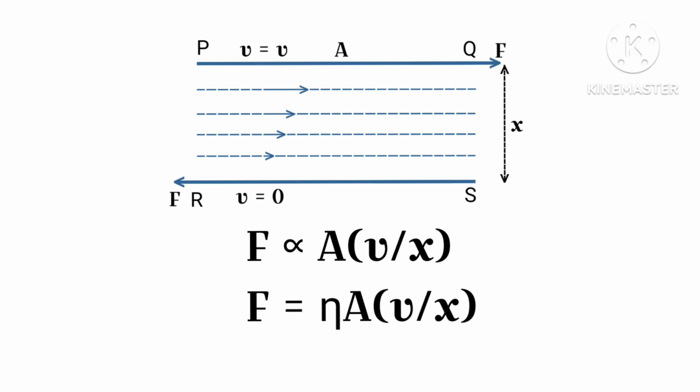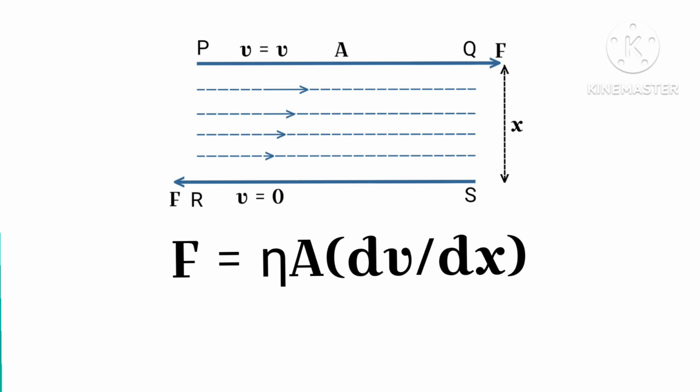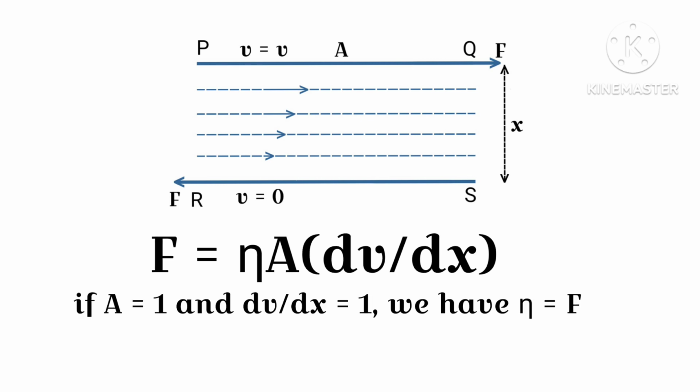This proportionality constant is known as the coefficient of viscosity of the corresponding liquid. It depends upon the nature of the liquid. If the layers of the liquid are very close to each other, the velocity gradient v/x can be replaced with the differential notation dv/dx. Now, if the area of each layer is unity and the velocity gradient is also unity, the coefficient of viscosity becomes equal to the viscous force. And from here we can define the coefficient of viscosity.